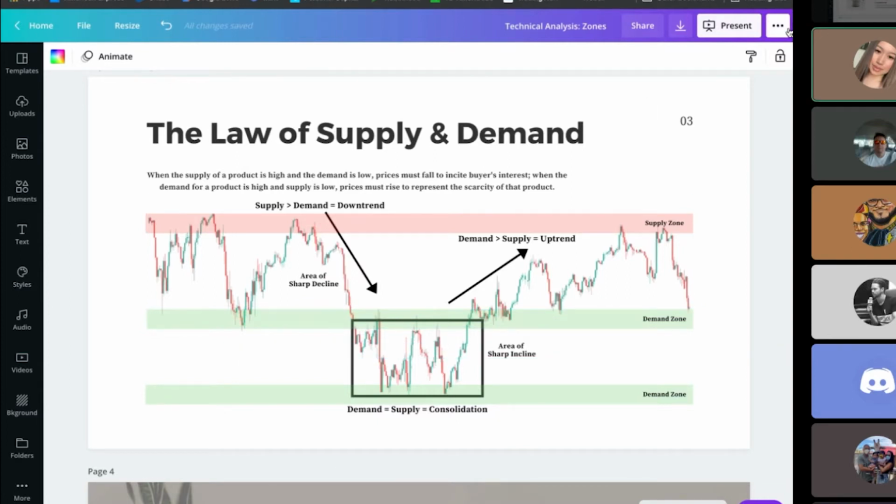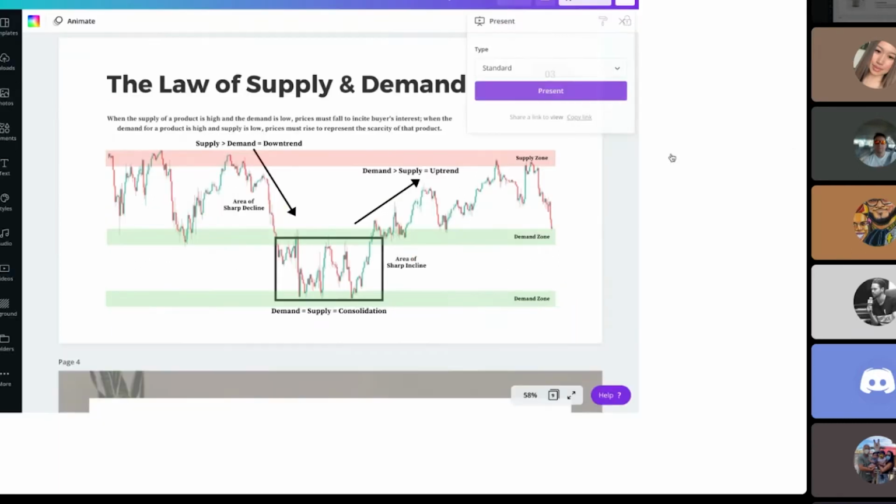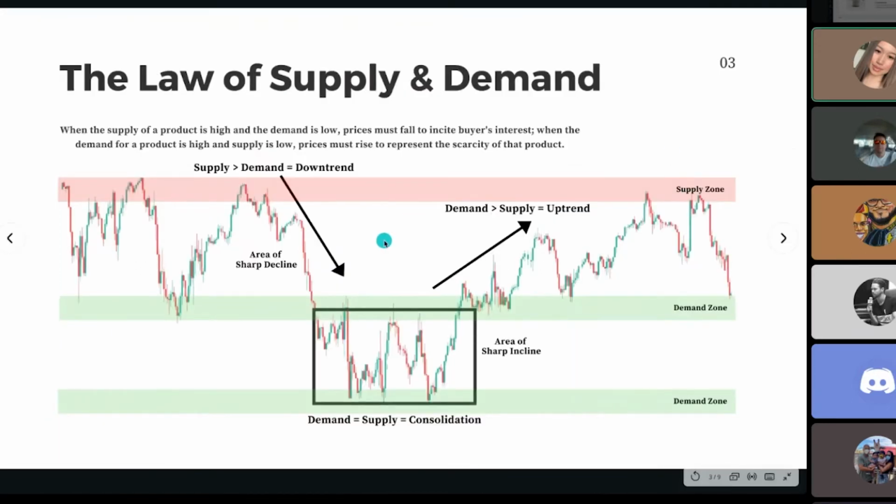Full screen. Can you guys see my screen if I go full? Is that better? Yeah, it's a lot better. Okay, sounds good.